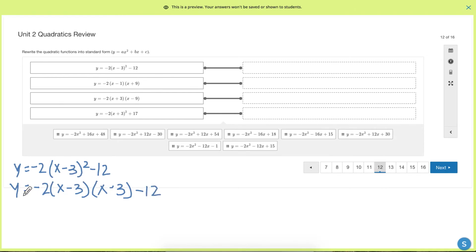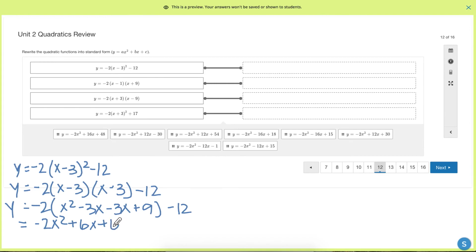Then we would FOIL. The negative 2 remains out front. First times the first is x squared. Outside, negative 3x. Inside, negative 3x. Last term's plus 9. All minus the 12. We would distribute the negative 2. So we get negative 2x squared plus 6x plus 6x minus 18 minus 12. When we simplify, we get negative 2x squared plus 12x minus 30.